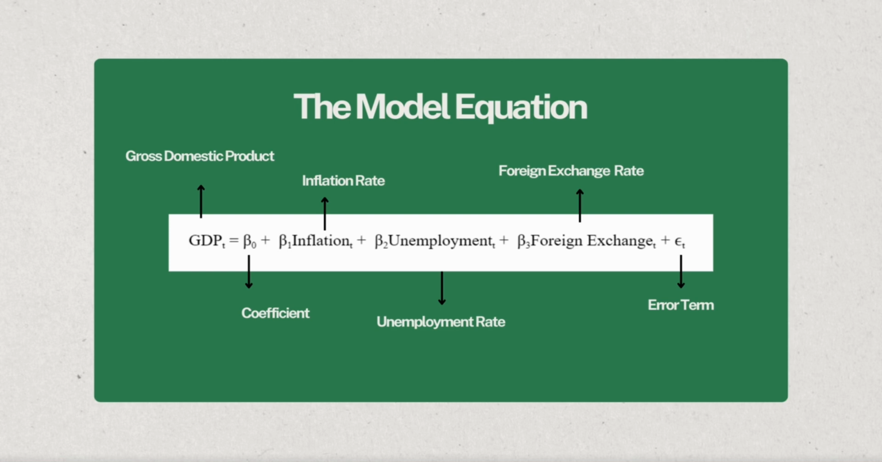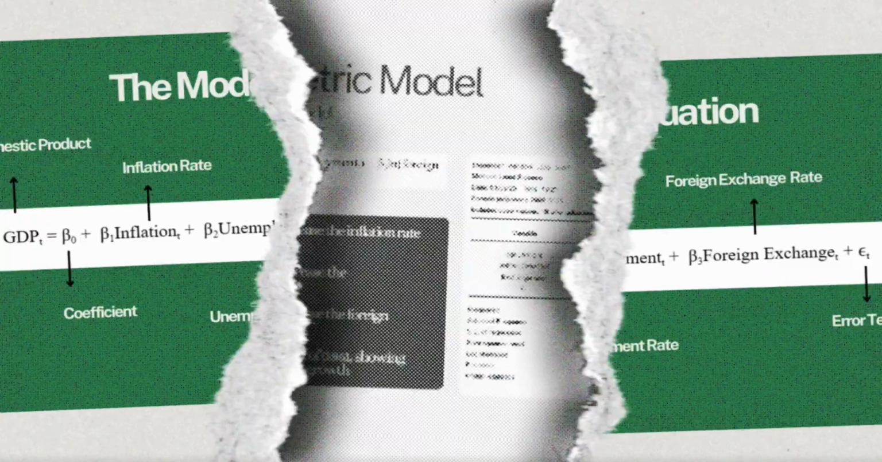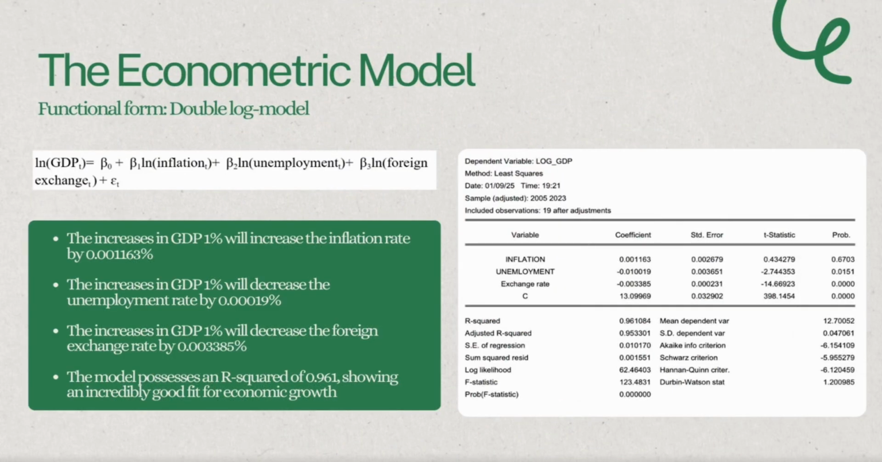Beta 3 tells us how changes in the exchange rate affect GDP. This could be positive or negative. And finally, there is the error term, covering other factors that are not included in the model. Next, I'll be presenting about the econometric model.